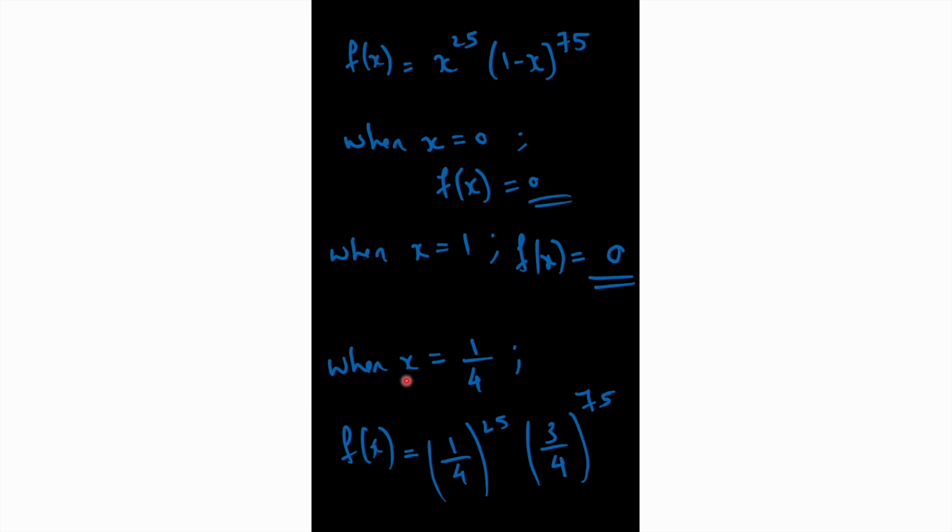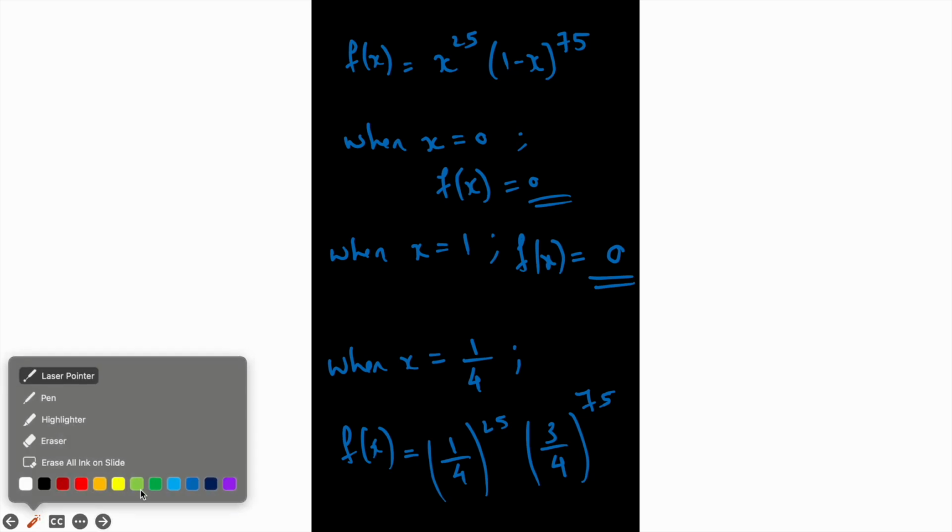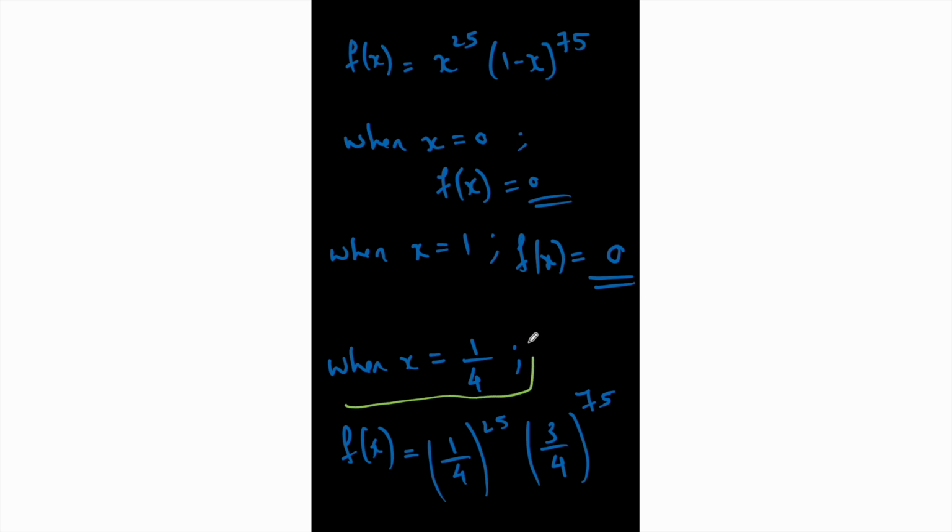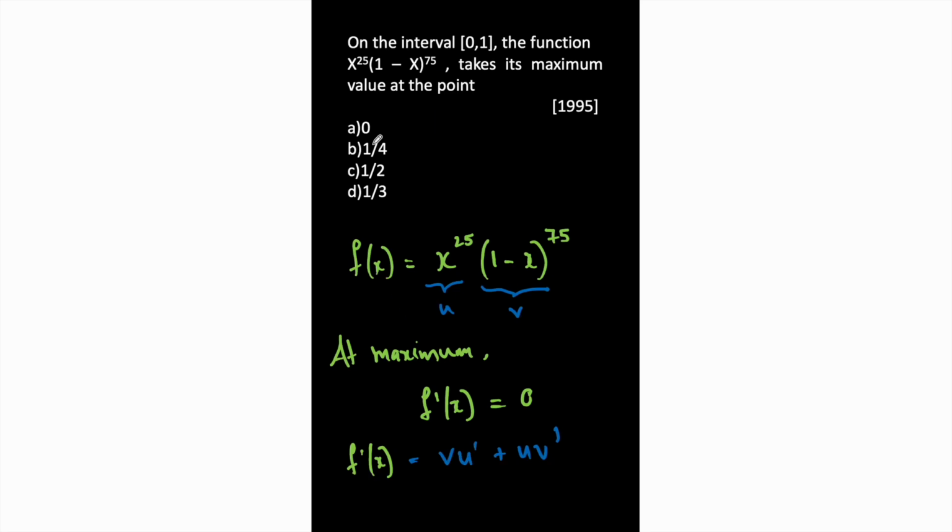But if you take x equal to 1 by 4, (1 by 4) the whole raised to 25 into (1 minus 1 by 4, that is 3 by 4) the whole raised to 75, you are getting a positive value here, right? So when you have x equal to 1 by 4, you are getting a positive value. The rest of the times you are getting 0. That means the max value happens when x equal to 1 by 4. So the option is B. So the answer is B. Thank you.